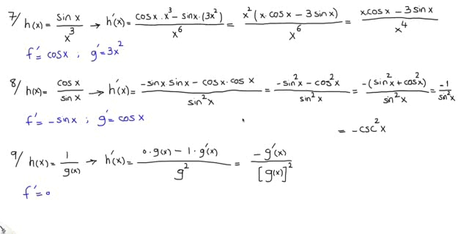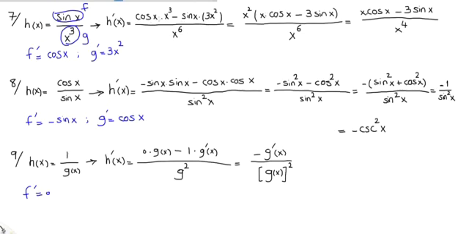Problem number 7, here we have one more time a quotient rule. We have sine x divided by x cubed. If we call the numerator, sine x, f, and x cubed g, then f prime is the derivative of sine x, which is cosine x. g prime is the derivative of x cubed, which is 3x squared. We can just put the terms together. So this is f prime times g minus f times g prime divided by g squared.